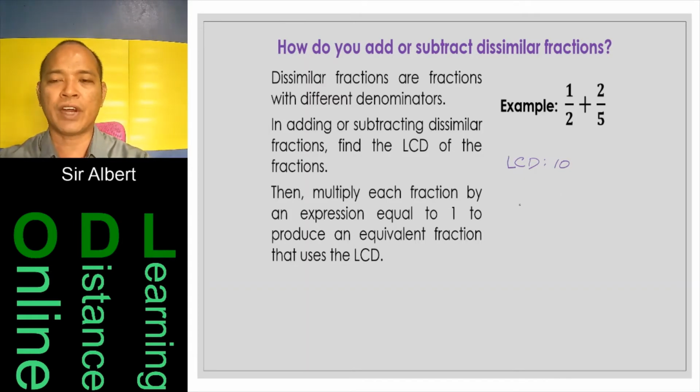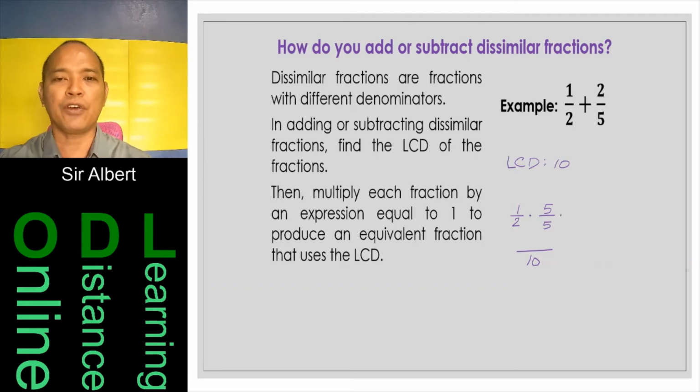We consider first the first fraction of 1/2, and we multiply this by an expression equal to 1 that would produce a similar fraction that makes use of the LCD. If you notice, with the denominator of 2, we need to multiply it by 5 so that we end up with a fraction that has a denominator of 10, which is the same as the LCD. If we're going to multiply the denominator by 5, then we should also multiply the numerator by 5.